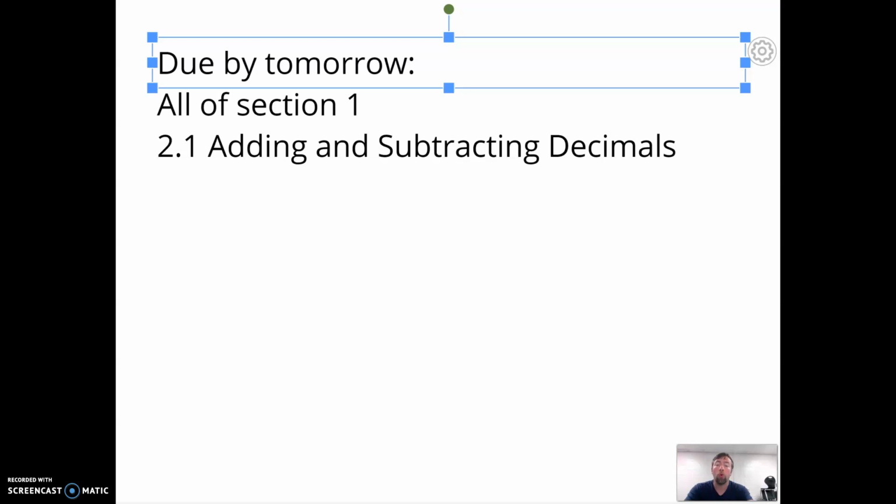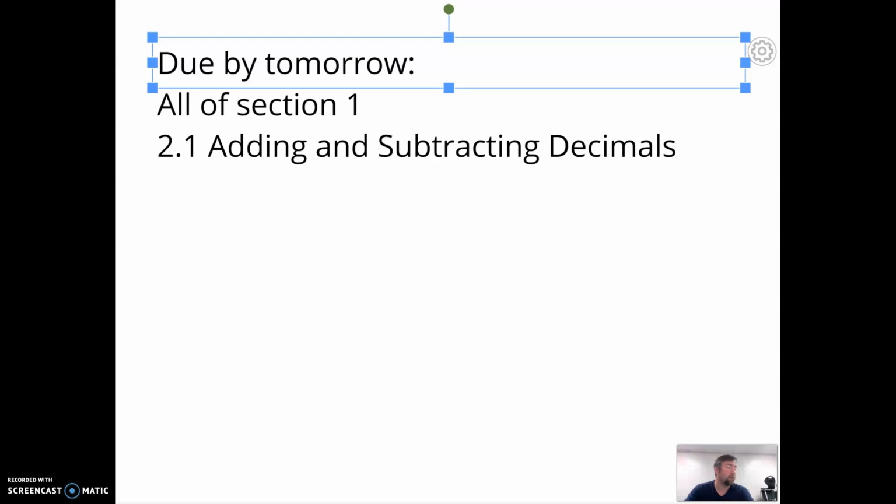But basically, what's due by the end of the day tomorrow is all of section 1. That's the section where you set goals, talk about your strengths and weaknesses, all that. So that's all due tomorrow. And then we also have adding and subtracting decimals. 2.1 is due tomorrow as well.